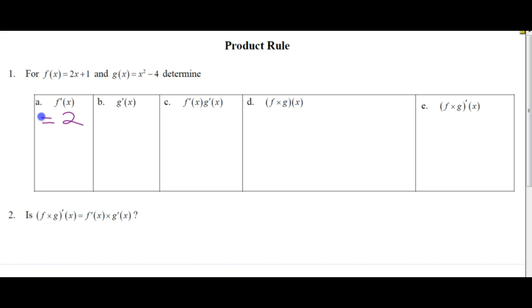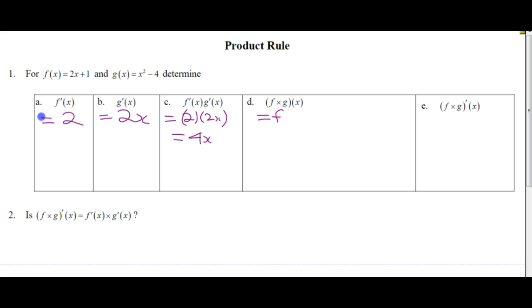Equals 2. What's g prime of x? 2x. What's f prime of x times g prime of x? Yeah, so it's going to be 2 times 2x, which is 4x. What's f times g of x mean? It's f of x times g of x, right? So it's 2x plus 1.